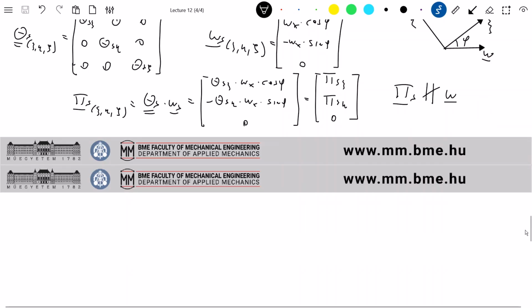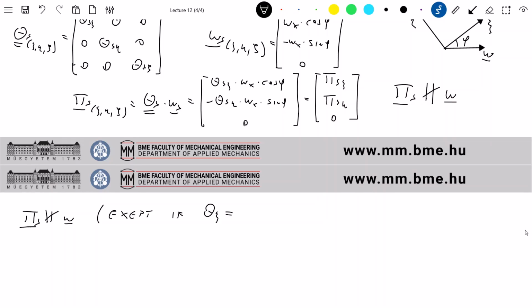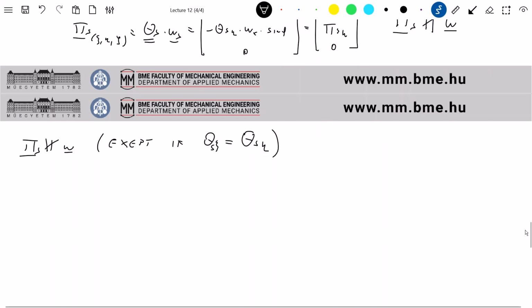Okay, so let's write here: pi s is not parallel to omega, except if theta s psi is equal to theta s eta. Okay, what are the consequences of this, that pi s is not parallel to omega, so the angular momentum is not parallel to the angular velocity?